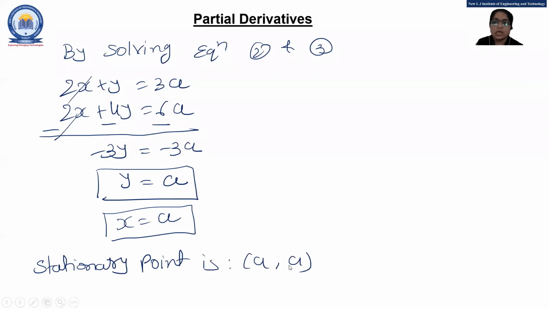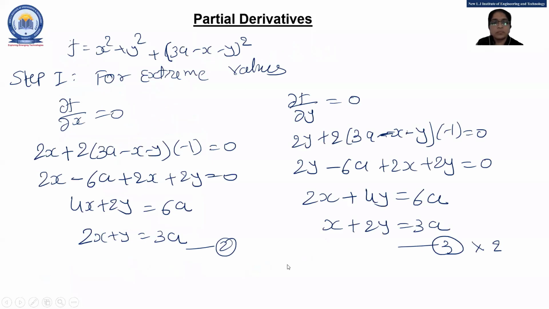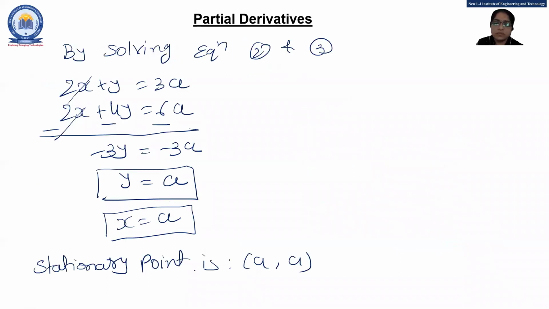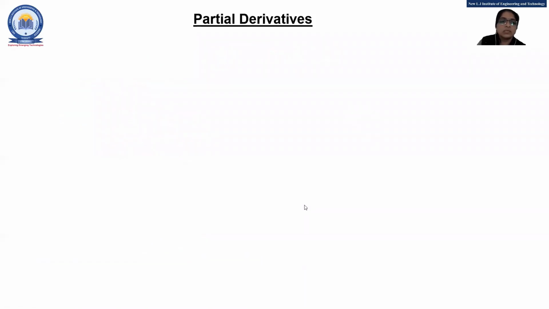Okay, so from step 1, we have done del f by del x, del f by del y, and after simplification, we get our stationary point, that is (a, a). Right? Yes, Amogh, you are right. So, step 2. Now we'll move to step 2.